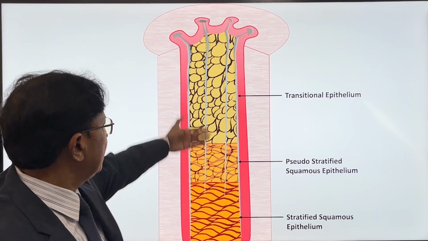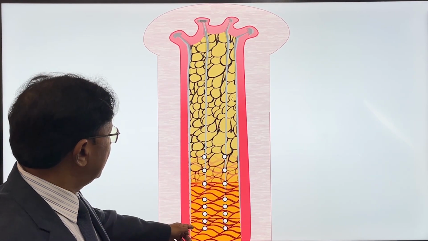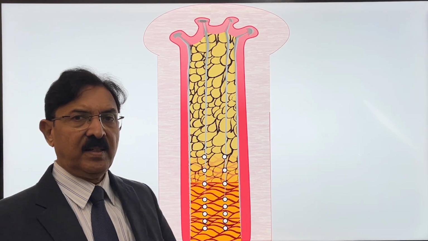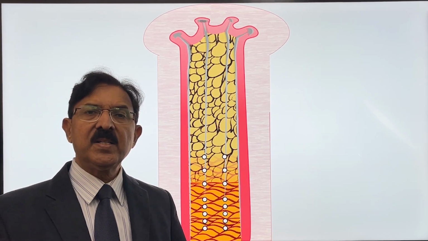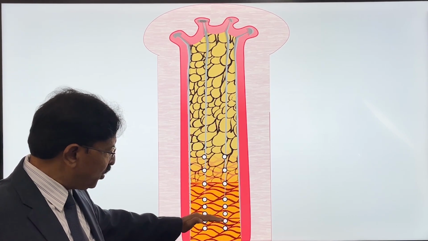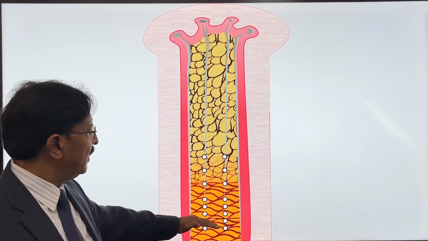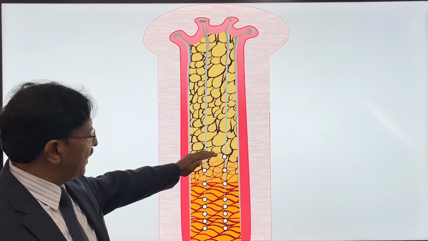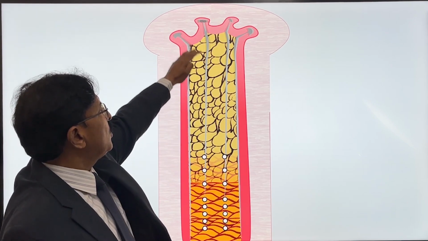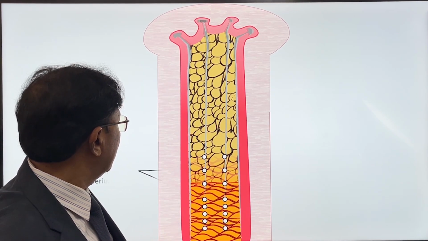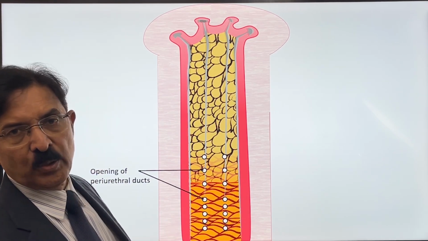Now over this epithelium, these holes are the ducts of the periurethral glands. These holes are more in number in the distalmost part of the urethra. As you go upwards, they are scanty, and there are no holes in the upper part, right? These are openings of periurethral ducts.